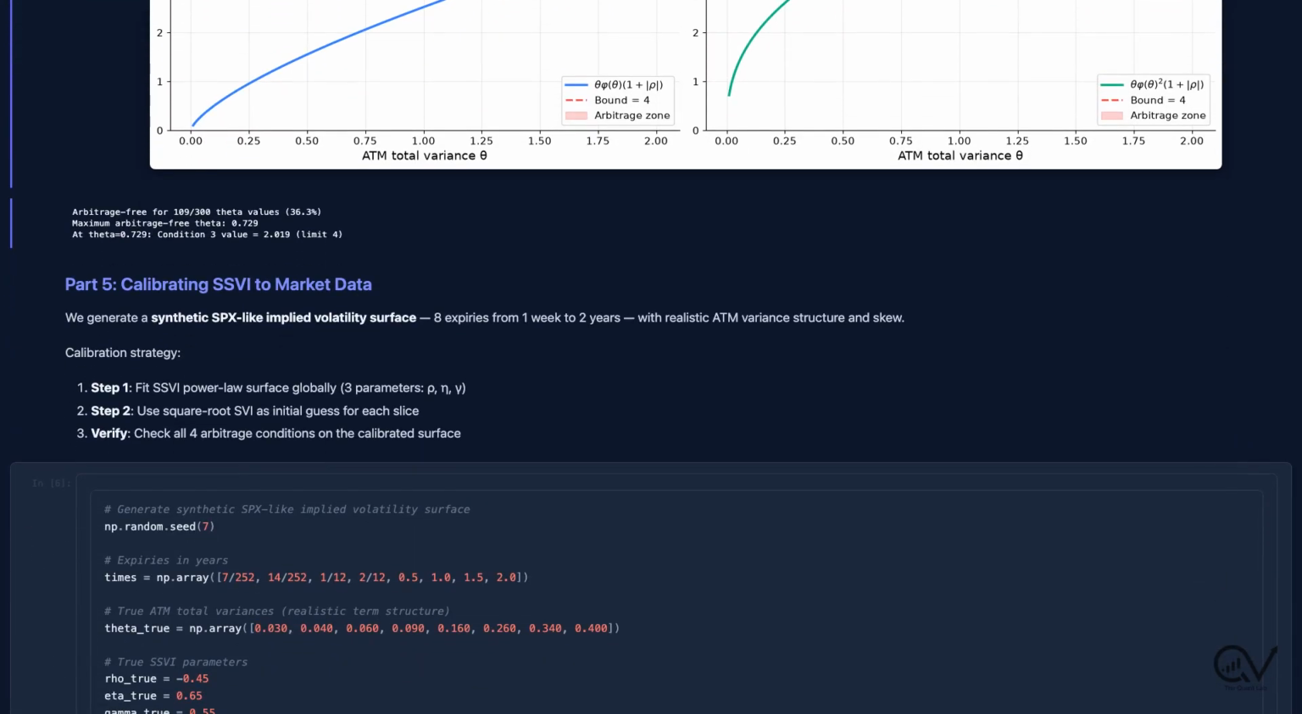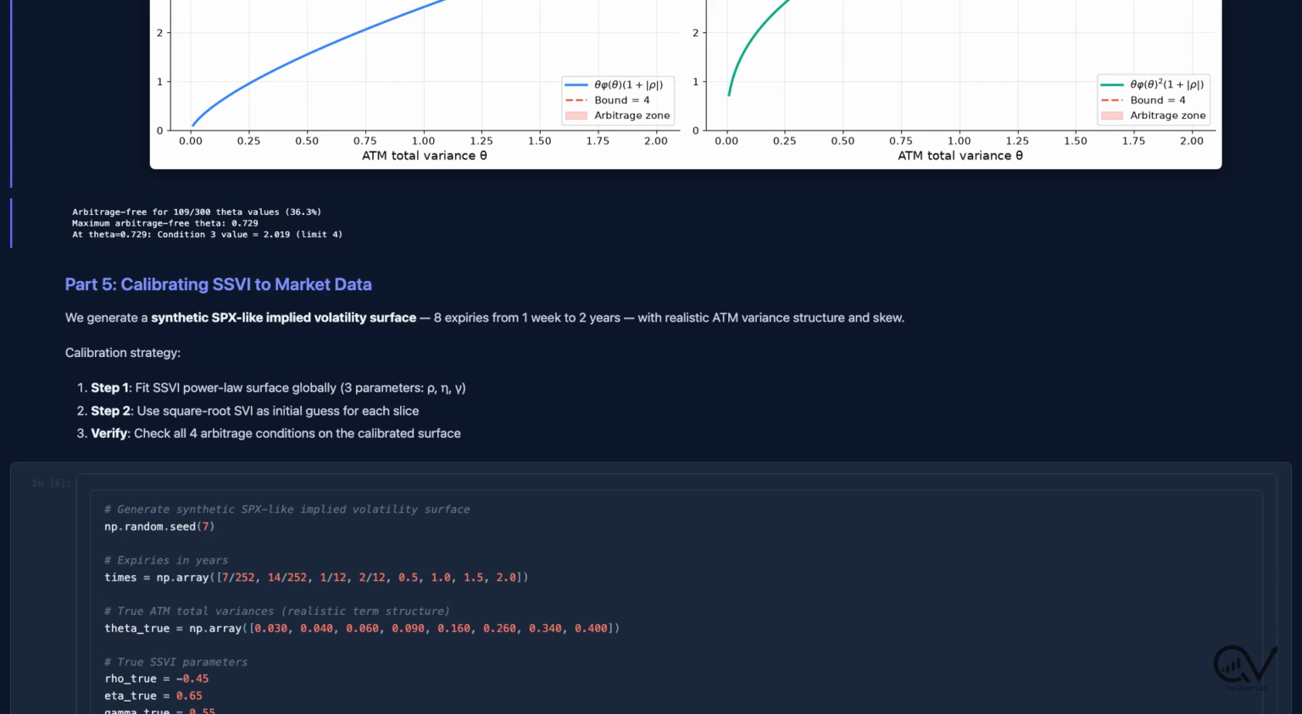Now we calibrate SSVI to synthetic market data designed to match the properties of a real SPX implied volatility surface. We generate 8 expiries from 1 week to 2 years with ATM variances and smiles that resemble the volatility term structure you would see in a normal equity market environment.